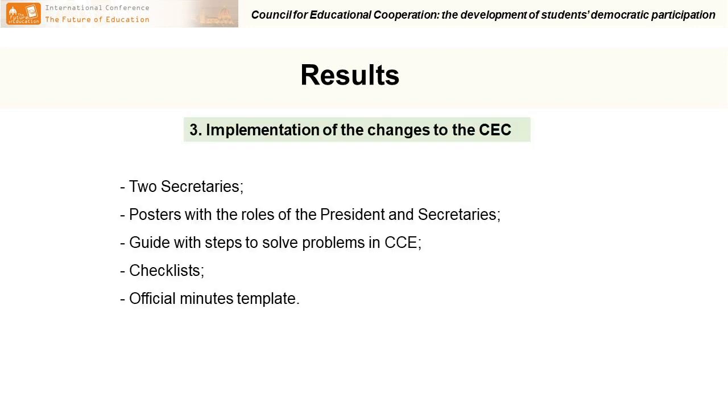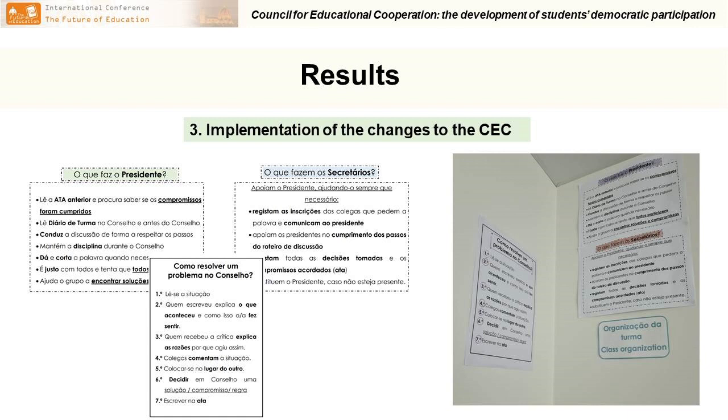There were some changes made to the council in this class, such as the implementation of 2 secretaries, the creation of posters with the roles of the president and secretaries, a guide with steps to solve problems in the council, checklists, and the official minutes template. These helped overcome some of the initial observations. These are some examples of those changes.